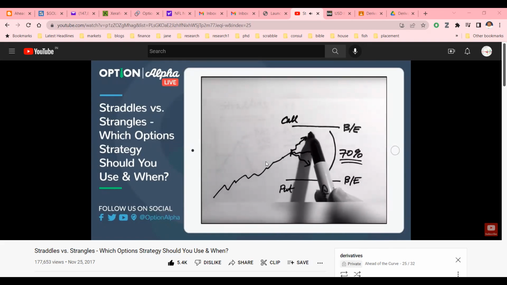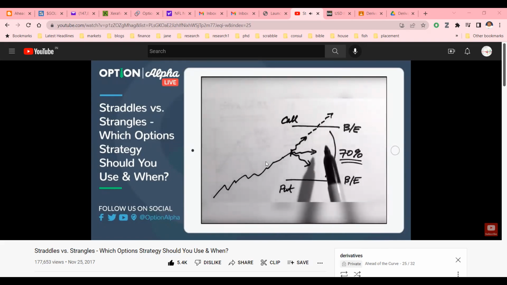You're basically forcing the market to make an extended move in one direction or another that it won't generally make over time. And if it doesn't, then we keep that premium 70% of the time or more. We've actually found in most of our backtesting that we keep that premium much more than 70% of the time. So when would you want to use a strangle or a straddle?